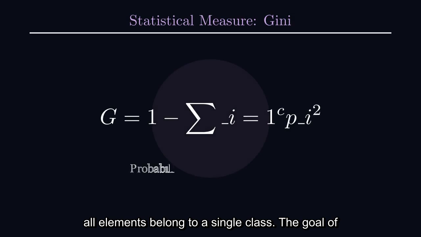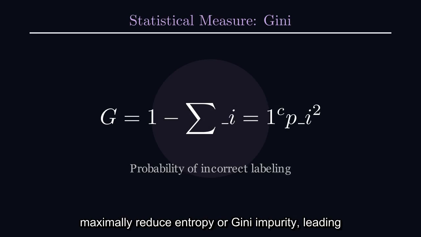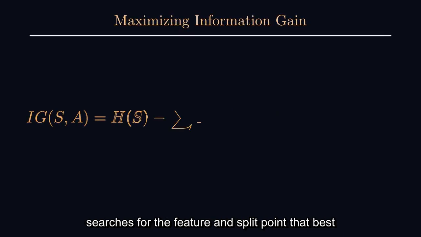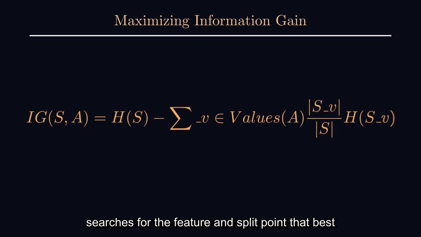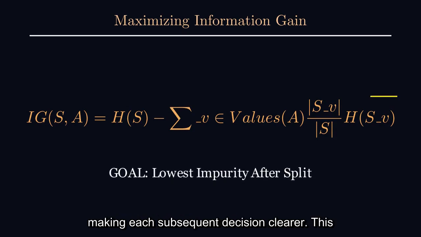The goal of the decision tree algorithm is to find splits that maximally reduce entropy or Gini impurity, leading to the greatest information gain. It continually searches for the feature and split point that best separates the data into more homogeneous groups, making each subsequent decision clearer.